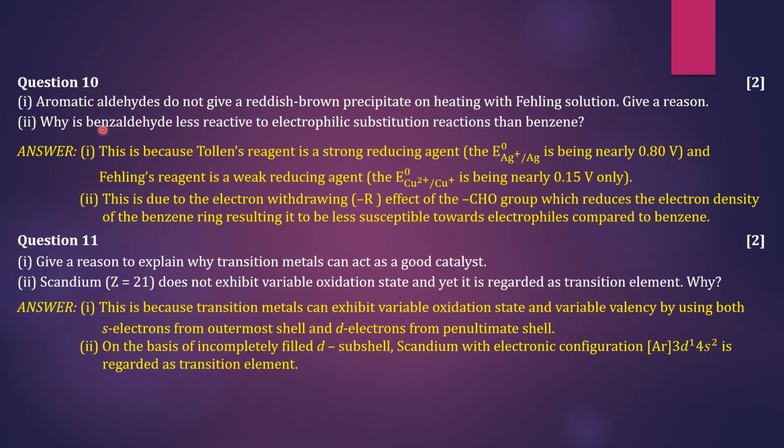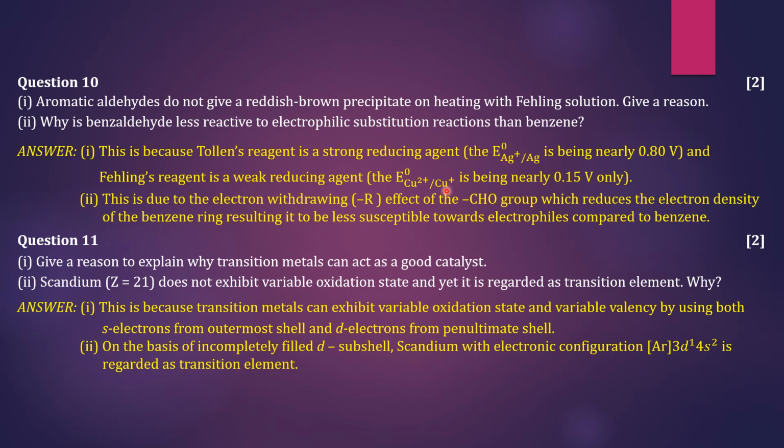Next question, number 10. Aromatic aldehydes do not give a reddish brown precipitate on heating with Fehling's solution. See, Fehling's solution, if you see the equation, in the reaction with Fehling's, Cu2+ is converted to Cu2O, cuprous oxide. So basically Cu2+ is getting reduced to Cu+, and the reduction potential for this system is nearly 0.15 volt. If you see Tollens reagent, the Ag+ is precipitated as metallic silver, so this reduction potential is 0.80. So one thing is clear, that Tollens reagent is a very strong oxidizing agent compared to Fehling's.